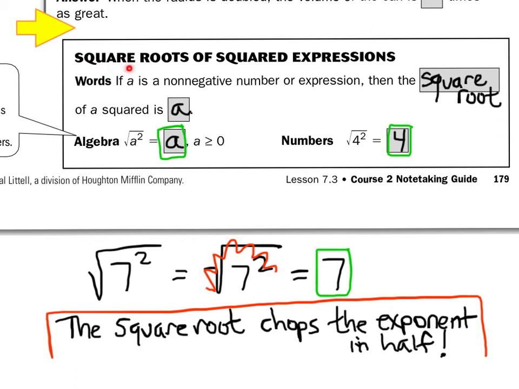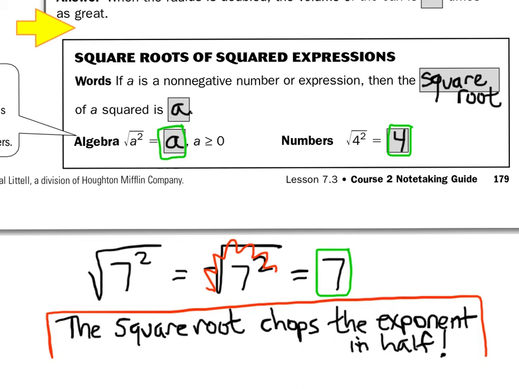Okay, this is really cool. Square roots of squared expressions. If a is a non-negative number or expression, then the square root of a squared is just a. And so in algebra, if I'm taking the square root of a to the 2nd power, I just get a. Or in numbers, if I'm taking the square root of 4 to the 2nd power, I just get 4.